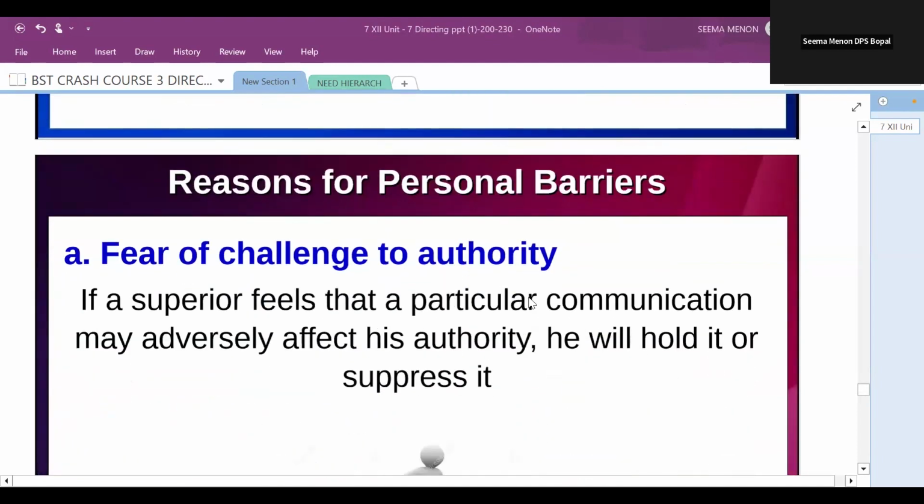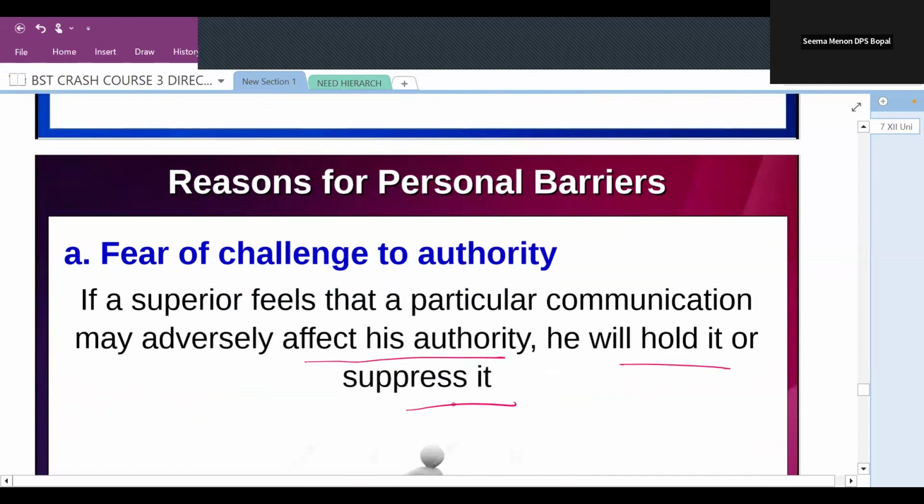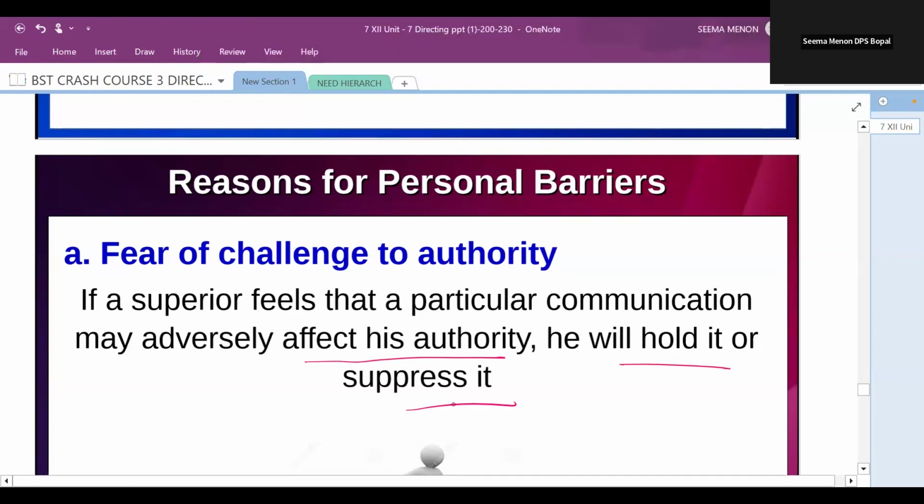If a superior feels that a particular communication may adversely affect his authority, he will hold it and suppress it. Somewhere, a subordinate may be reporting to him. But a superior feels that this communication, if I inform my top level management, it may affect my own authority. They will be questioning me why it happened or why there is a wastage in the factory area. So what the superior will do? He will hold it and suppress it. So he will not pass that information to the top level.